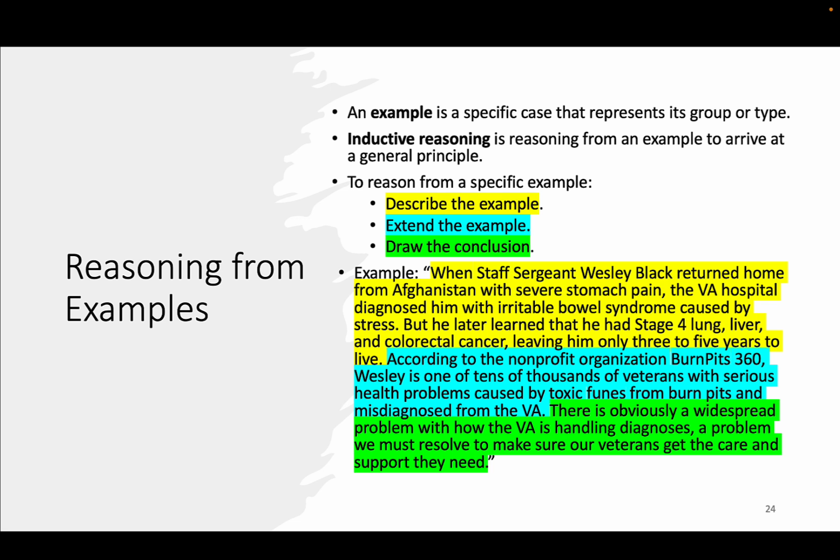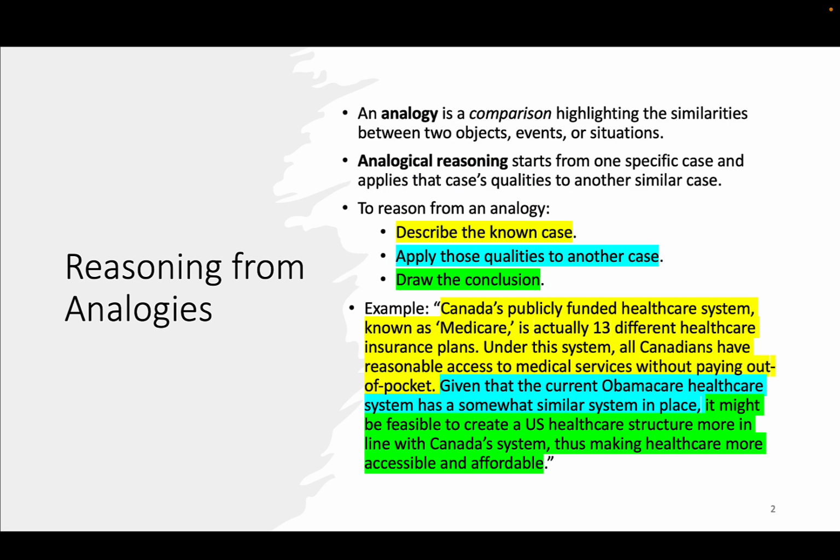So the example being used here is the one of Staff Sergeant Wesley Black. That's the yellow. The many thousands of other examples is the blue, and the conclusion is the green, that something obviously needs to be done. Then we have reasoning from analogy. This is when we reason by comparing one thing to something else that's similar to it, and say that because those things are similar, what's true for one thing may also be true for the other thing. So we need to describe the known case, then the case we're comparing it to, then we draw the conclusion.